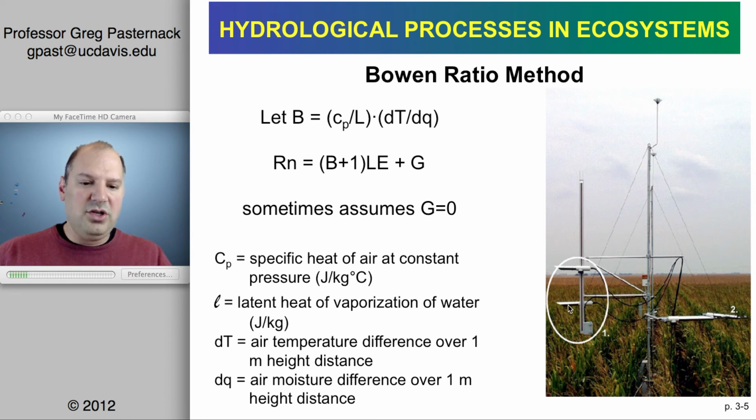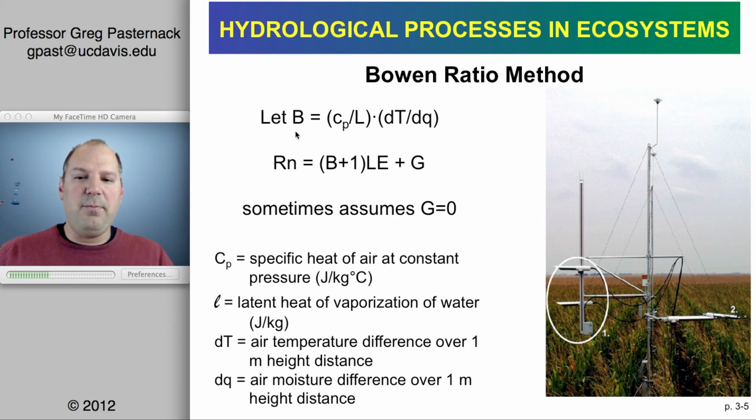Number one shows two instruments that are shown here in these white areas in the white circle. These two are separated by a distance of 1 meter, and inside of them are relative humidity sensors and temperature sensors. What we're doing here is we're measuring the difference in moisture and temperature at two elevations above the ground. And that's the key to the Bowen ratio method.